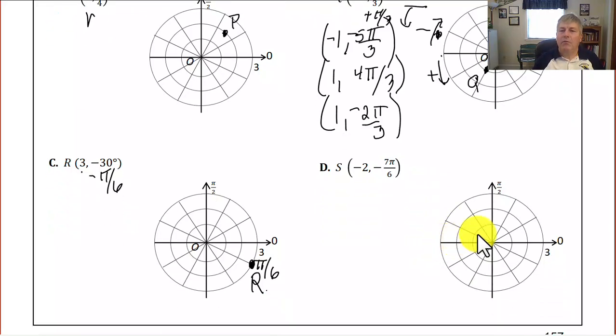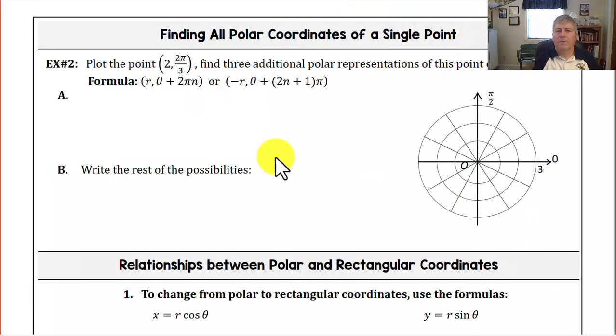Let's go to D. We'll only do one of these. We want to find -2. So instead of going to the +2, I'm going to go out to the -2. So -2. And then I'm going to rotate -7 pi over 6. So I'm going to rotate in the negative direction, 7 pi over 6, from essentially what was formerly known as my negative x-axis. And I'm going to rotate around. That would be -6 pi over 6, and -7 pi over 6 puts me right there at point S.